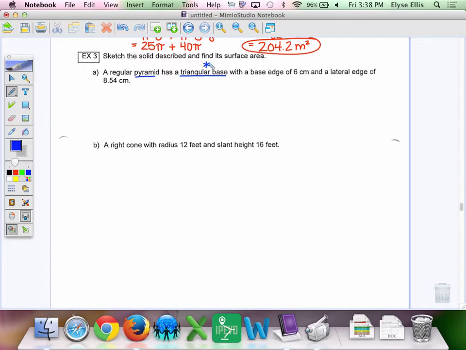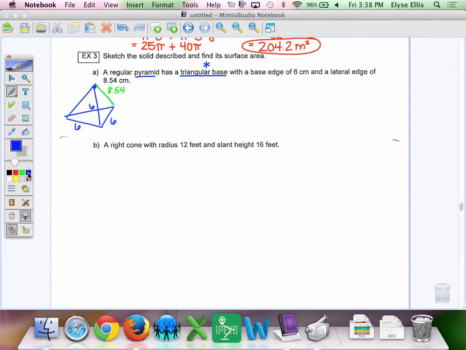So in part A, we have a regular pyramid that has a triangular base. That is a very good piece of information. You have a triangle on the bottom, and if it's going to be a pyramid, I always put a kind of a dot up top. Everything goes up to that top dot. It's kind of like its top peak. Now the base edges are all 6 centimeters. I know they're all that because it's a regular pyramid. So that's 6. That's 6. On the back, that's a 6. And we have a lateral edge. That means one of those edges coming down the side is the 8.54.